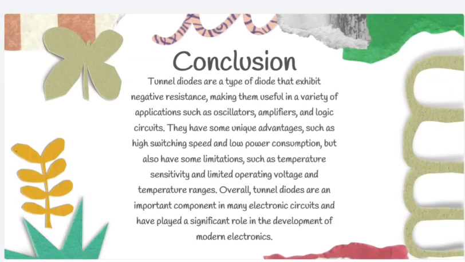To conclude, tunnel diodes are a type of diode that exhibit negative resistance, making them useful in a variety of applications such as oscillators, amplifiers, and logic circuits. They have some unique advantages, such as high switching speed and low power consumption, but also have some limitations, such as temperature sensitivity and limited operating voltage and temperature ranges. Overall, tunnel diodes are an important component in many electronic circuits and have played a significant role in the development of modern electronics.